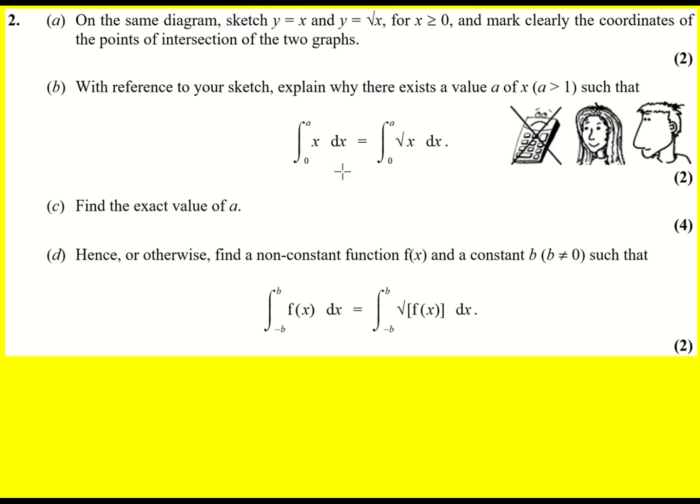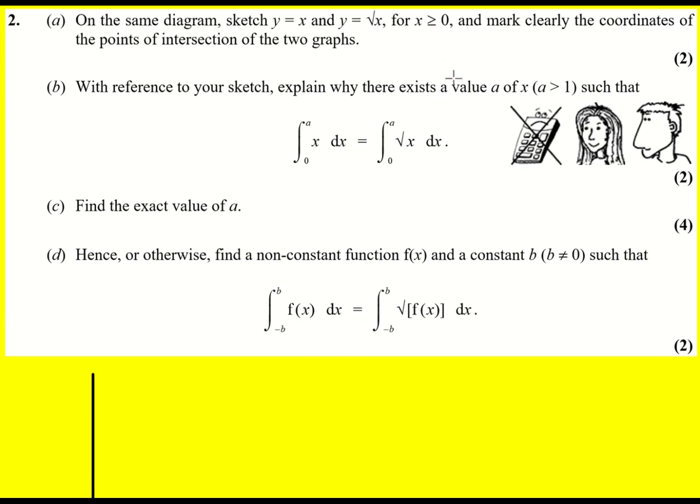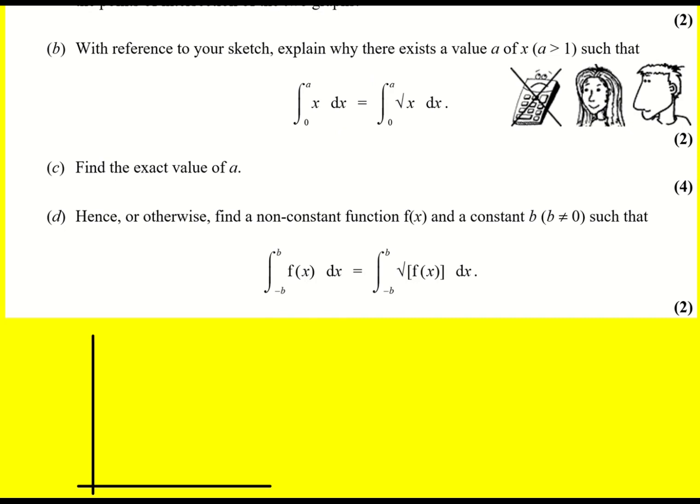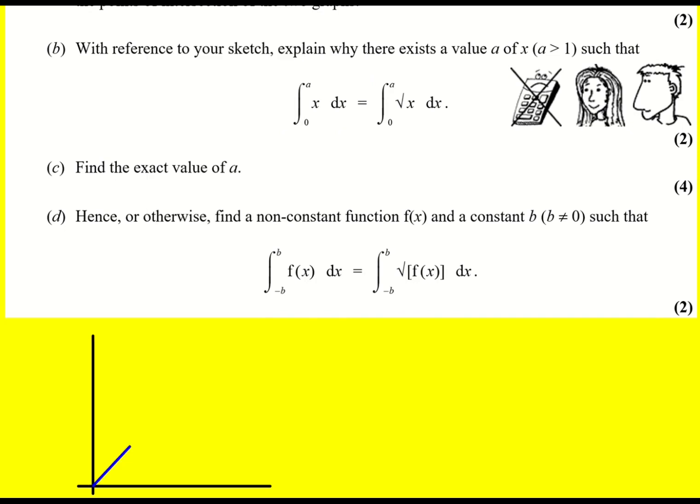I was to draw a sketch of y equals x and y equals root x. Just going to look at the positive quadrant because it's talking about x being greater than or equal to 0. So y equals x will look a little bit like this. Okay, I haven't put the scale on, but it's going to be a straight line, and it is where the y and x have the same value. Then y equals root x looks a bit like that.